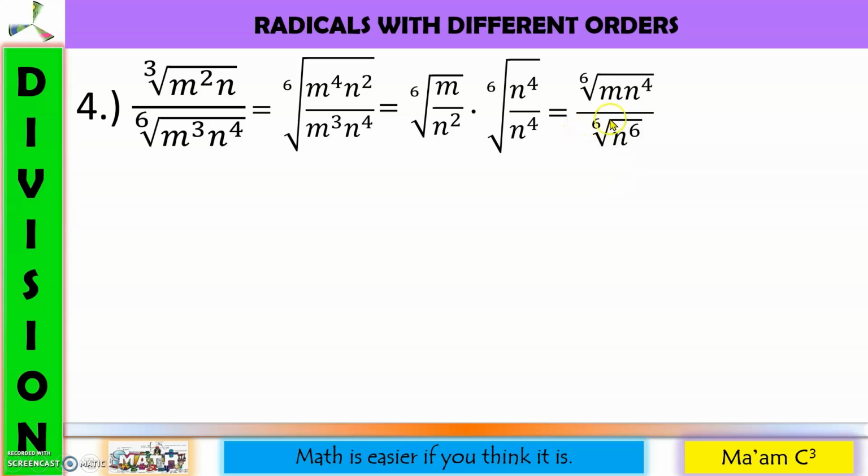And then I can cancel now the index 6 and the exponent 6 here. And then here, I'll just copy the numerator. So the final answer is the 6th root of m n to the 4th over n.